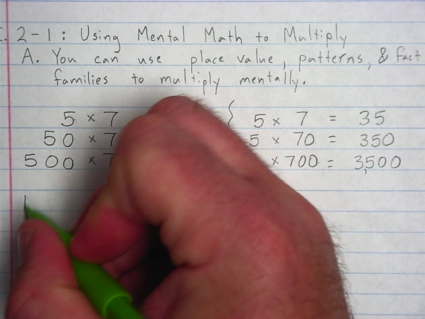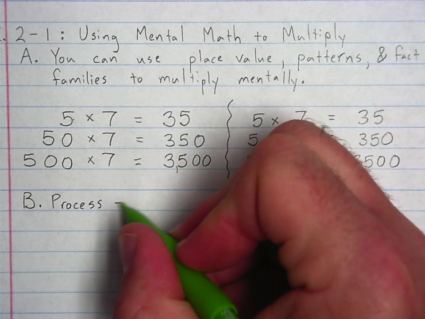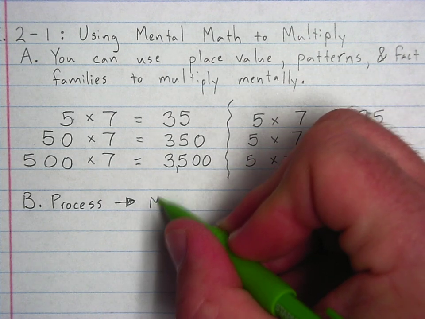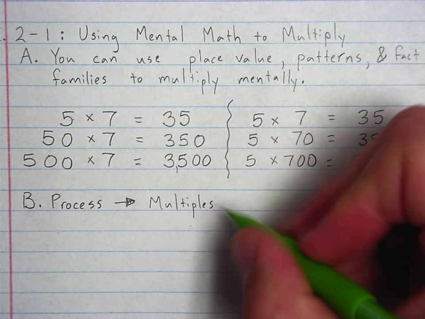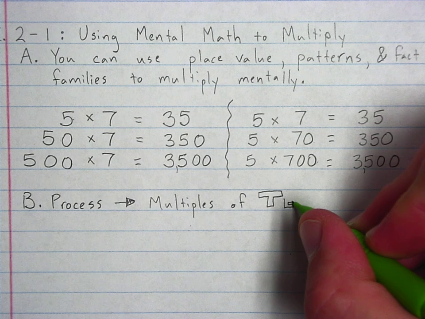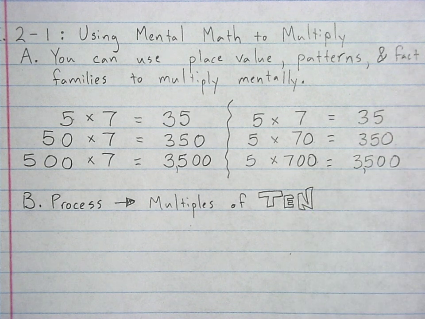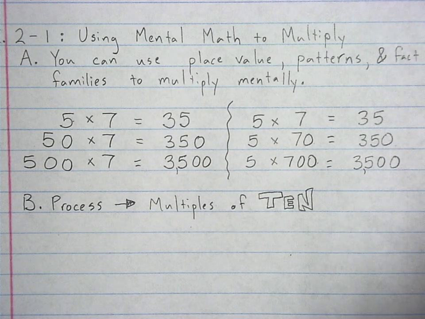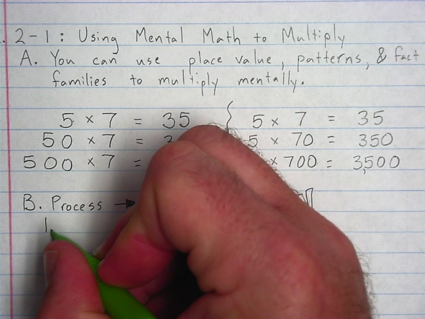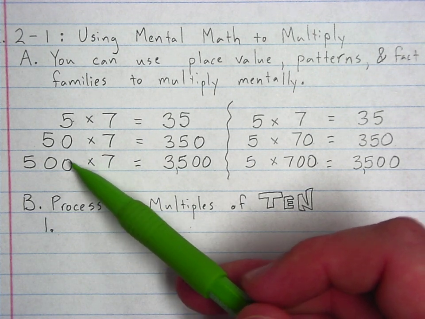Okay. Now, I'm going to show you the process. And again, we're talking about multiples of 10. We love multiples of 10. Not quite as much as we love powers of 10, but multiples of 10 are pretty cool. A multiple of 10 is the product you get when you multiply something times 10. 50 is a multiple of 10. It's 5 times 10. 500 is a multiple of 10 because it's 50 times 10.